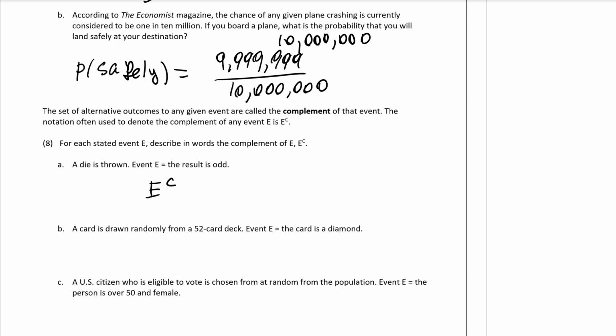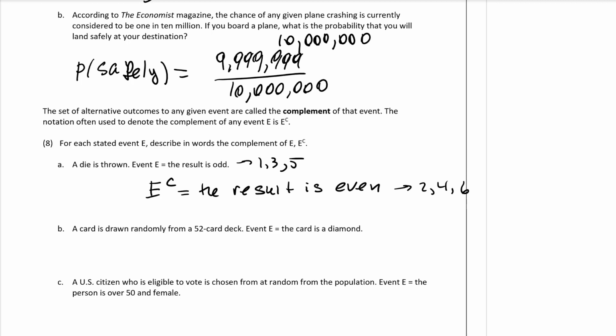So if the event is the odd number, what would be the alternative outcome? I'll give you a moment. Well, the other possibility is that the result is even, correct? Odd would be 1, 3, 5. The even would be 2, 4, 6. All right, so that's the complement.